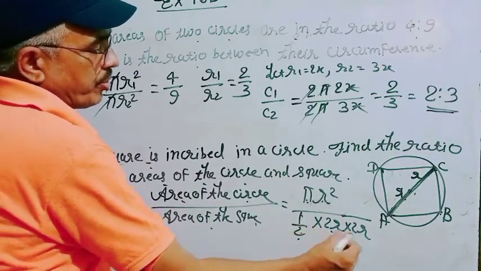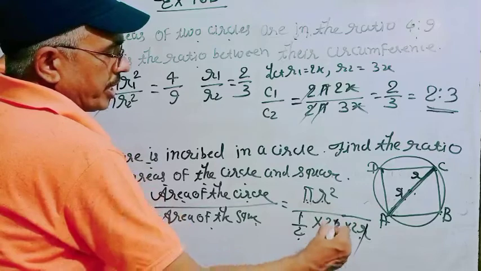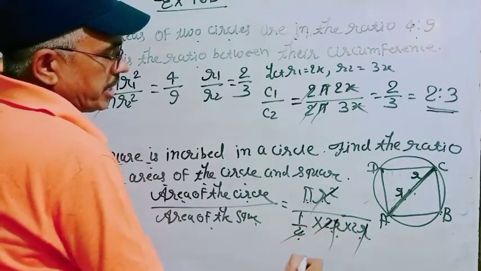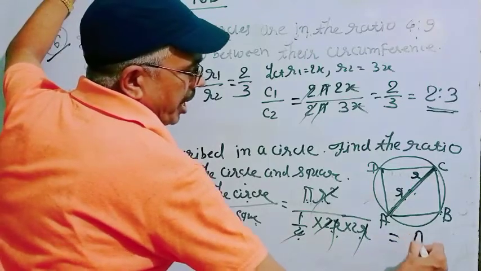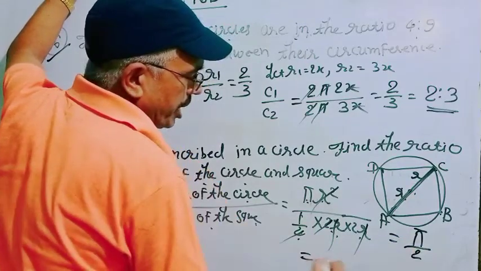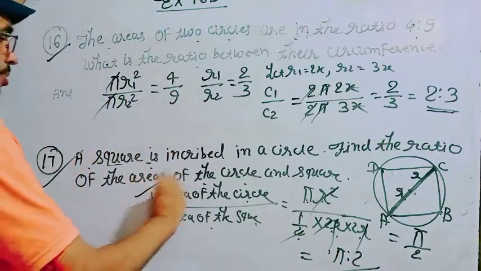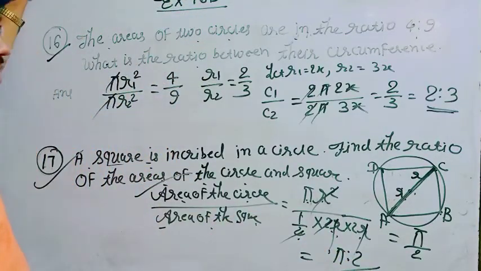So 1 by 2 into 2r into 2r. So this r and this r is cancelled by r square, and here 2 is cancelled. So what remains here is pi, and there is 2, then it is equal to pi is to 2. It is the ratio of the area of the circle to the area of the square.